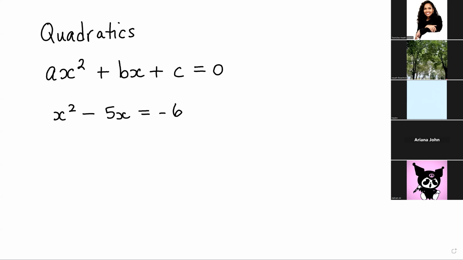So what I'll do is I'll say x squared minus 5x. Now this is -6, so when you move a minus from one side of the equation to the other side of the equation, it becomes a plus. So this would be x squared minus 5x plus 6 is equal to 0. And only now you can go ahead and solve that quadratic. It must be equal to 0, right?